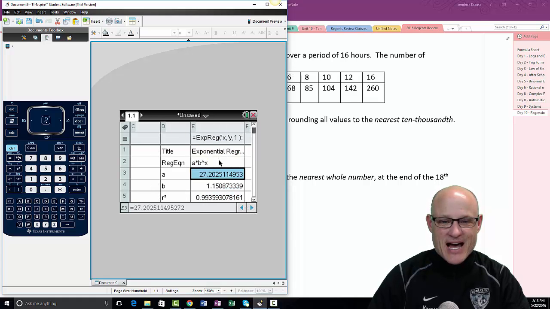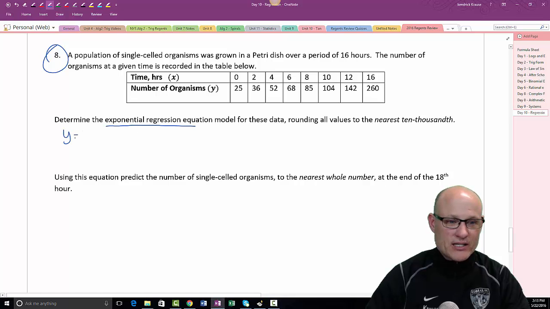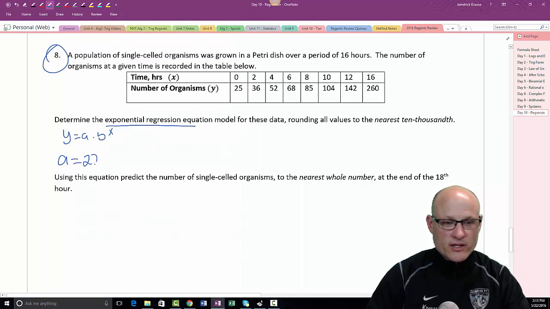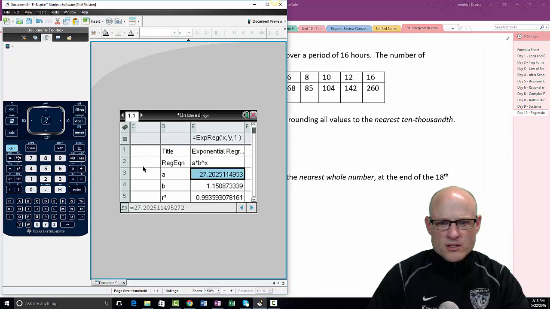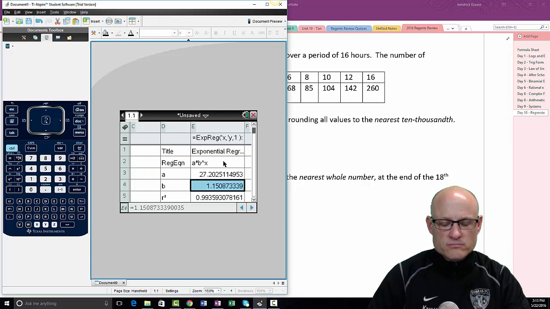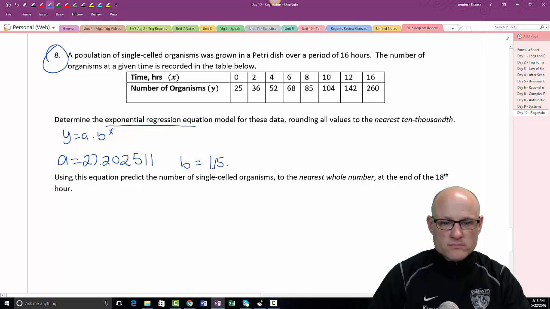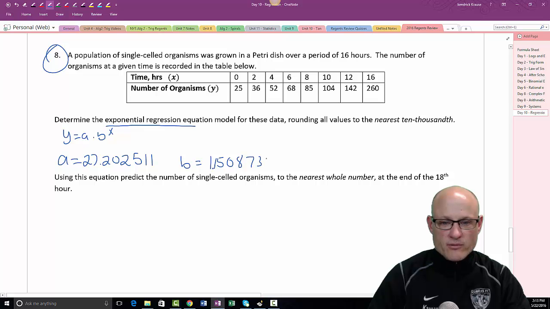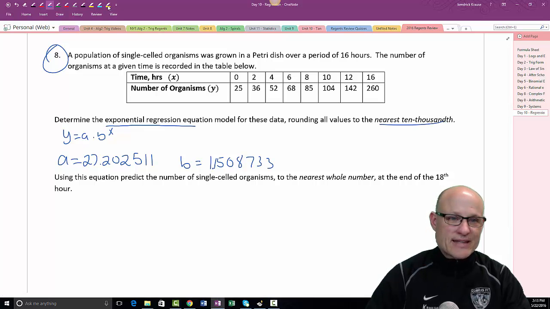There it is right there. It doesn't have the y in it. So you need to write y equals a times b to the x. You need to tell the grader exactly what a is. 27.202511. Again, highlight it like this and you'll see it down here. 6 decimals is enough. And then b is 1.1508733. So round all values to the 10,000s place.